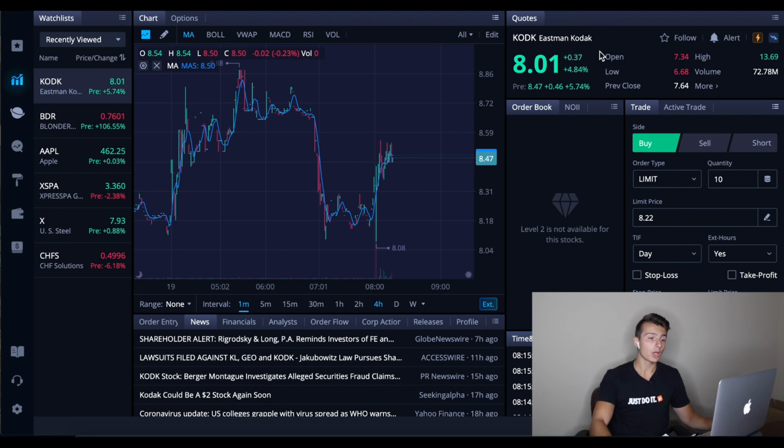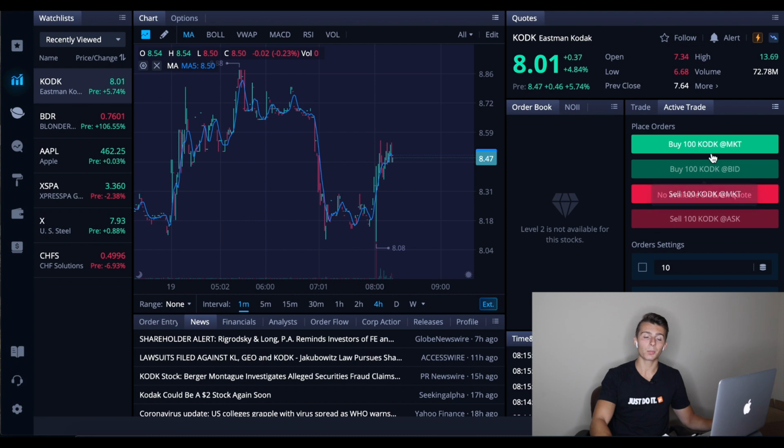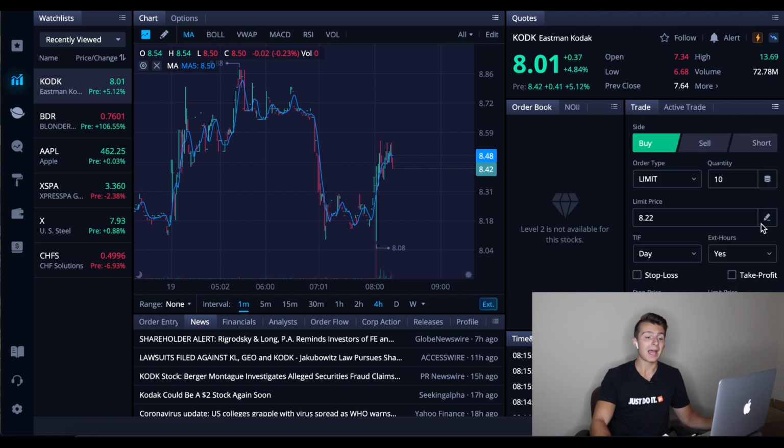We're going to see the open, the low. We can see where it's at right now pre-market. It's up actually 46 cents. And here we are. So here's Active Trader and here's just your normal trading tab, which I think is really cool. I prefer the normal trading tab generally myself.